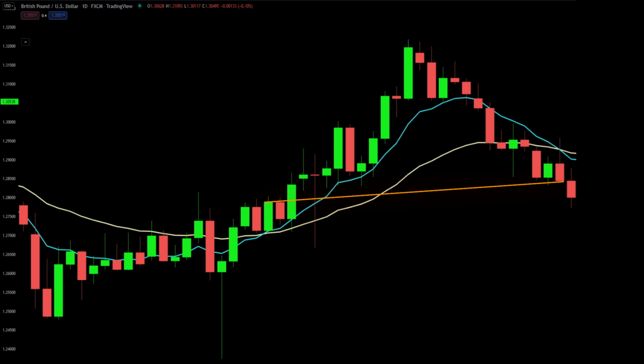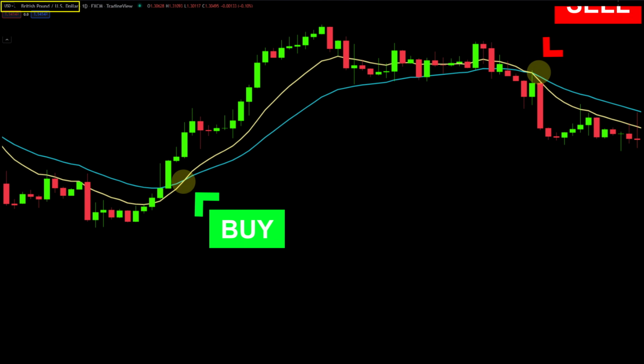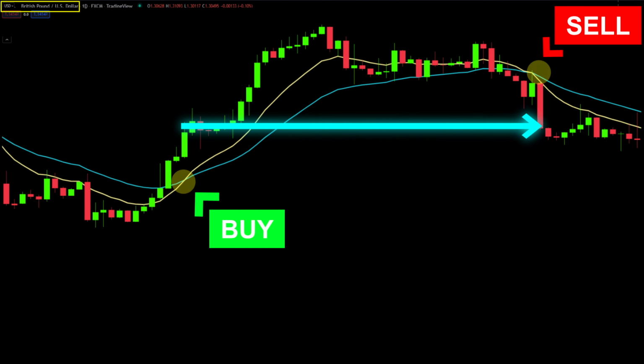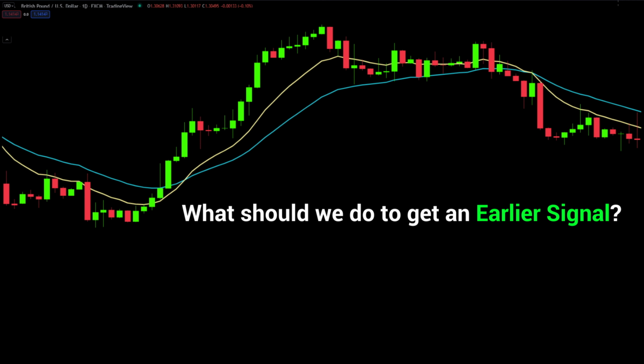Have you ever experienced this? Always feel too late when entering a trade at a golden cross or death cross of 2 EMAs, like this GBP USD. We could see if I buy here and sell here, there is no profit, even though the price actually has moved up for a profitable wave. So what should we do to get an earlier signal?